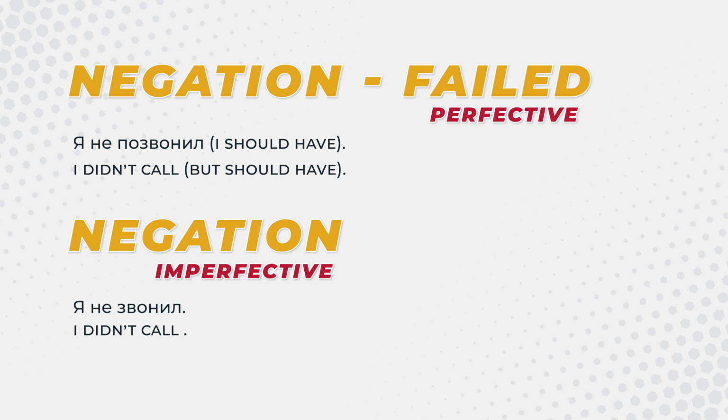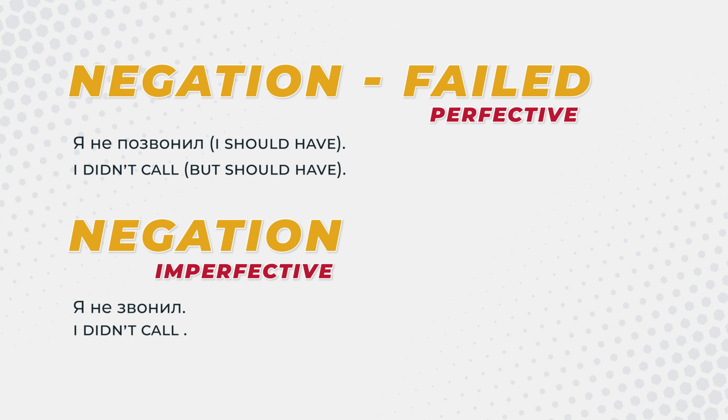Maybe somebody's like, who called me at 3 a.m. yesterday? Я не звонил. It wasn't me. I didn't call. There was no obligation to do it, but it wasn't me performing that action. You see how there's the implied obligation, and when you failed to do it, it gets the perfective form. No obligation, and you just didn't do it, it gets the imperfective form.